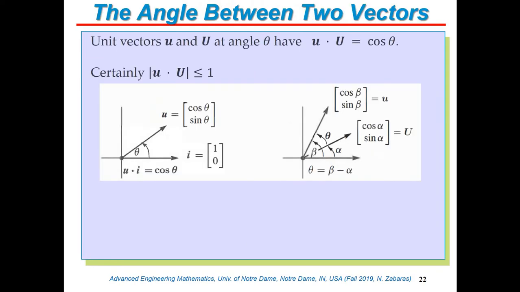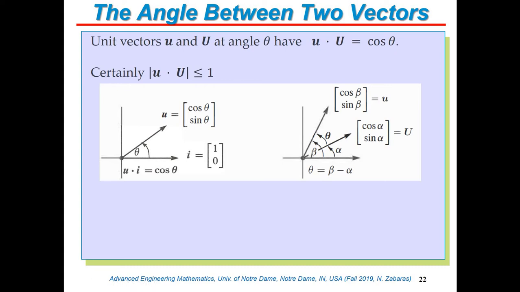All right, so let me make things interesting now. Let me take two unit vectors. I'm going to call one little u, and I'm going to call the other capital U. So both of them are unit vectors. I claim, using the things we have discussed up to now, that if you take the dot product of these two unit vectors u and capital U, this dot product is nothing else but the cosine of the angle between them.